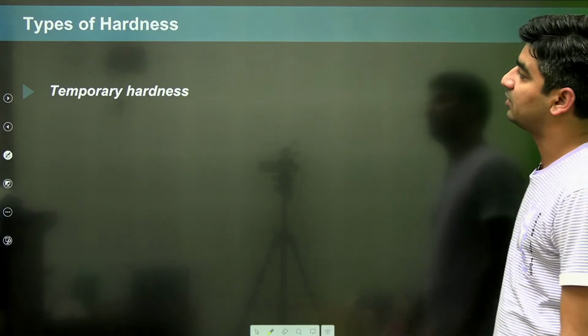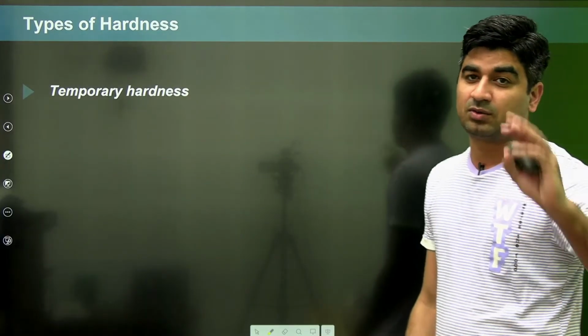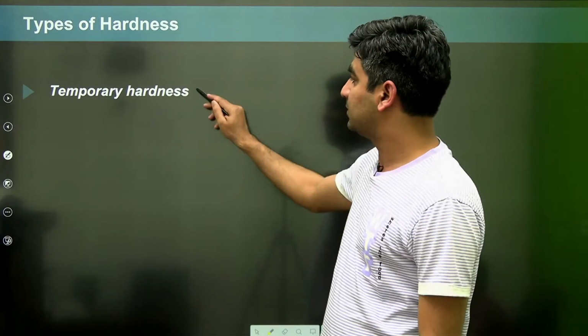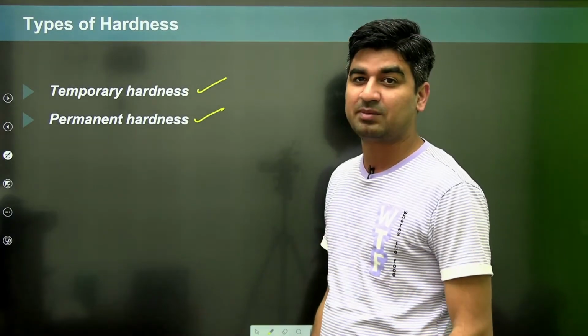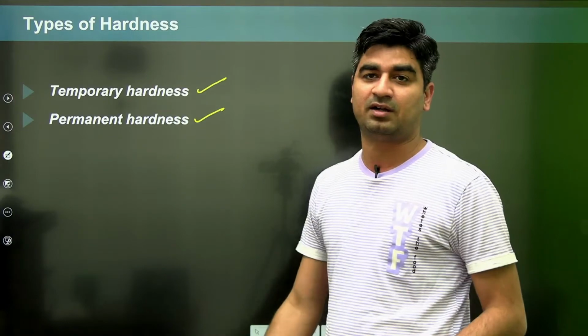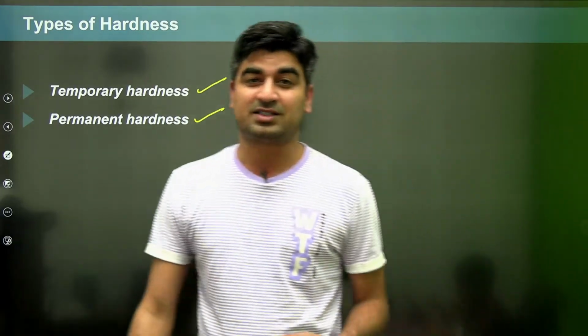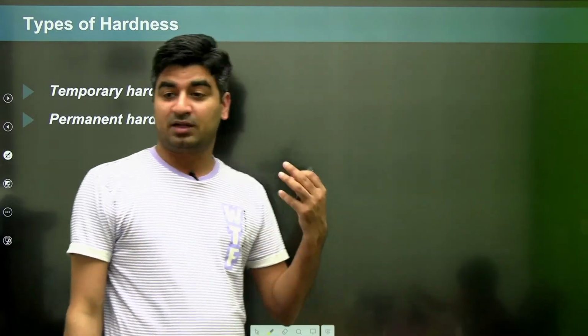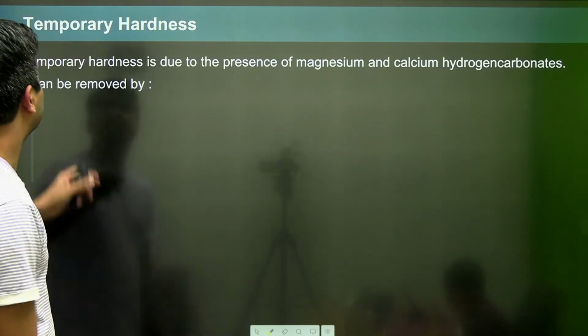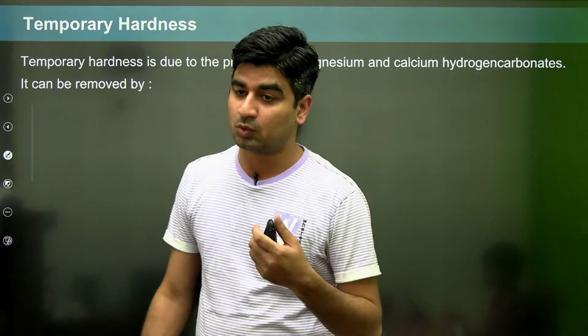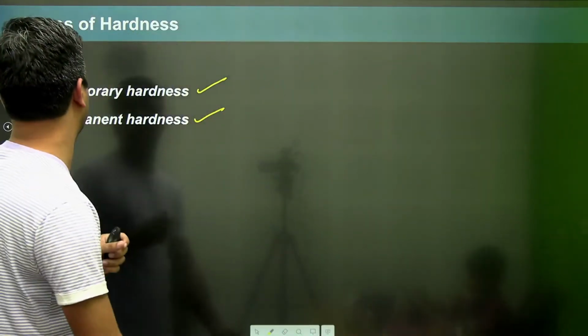Then we have the next point, types of hardness. So basically hardness is of two types: temporary hardness and permanent hardness. So temporary, as the name suggests, you can remove the temporary hardness easily. Permanent hardness cannot be removed easily. There are many other methods which are used to remove permanent hardness. So what is temporary hardness? Now I will tell you.